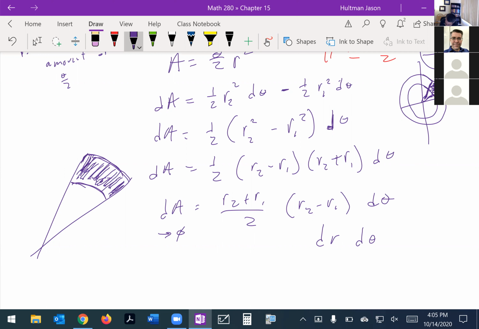Okay, and so how would I make this area go to 0? Well, I'd either have to make the angles get closer and closer together, which is what d theta is telling me. Let d theta go to 0. Or else, we could make the r's get closer. So let R1 approach R2. If R1 approaches R2, then it's just one R, a single R. Does that make sense? So we get R plus R over 2.